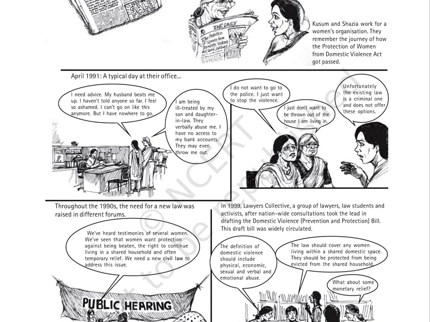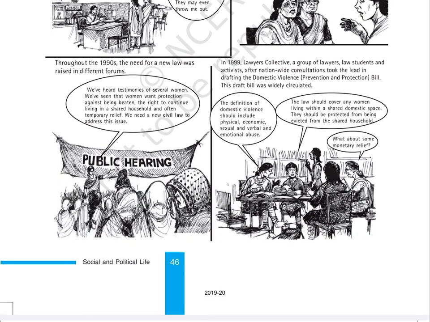Unfortunately, the existing law is a criminal one and does not offer these options. Throughout the 1990s, the need for a new law was raised in different forums. We've heard testimonies of several women. We've seen that women want protection against being beaten, the right to continue living in a shared household, and often temporary relief. We need a new civil law to address this issue.